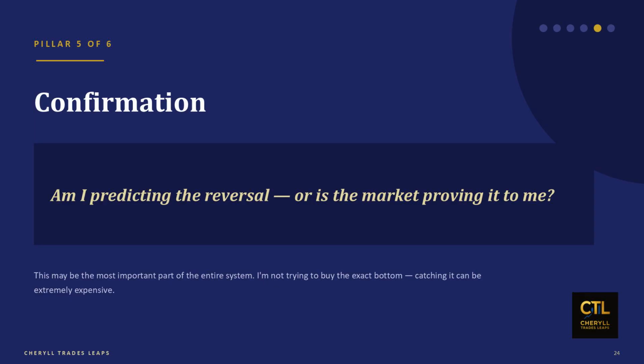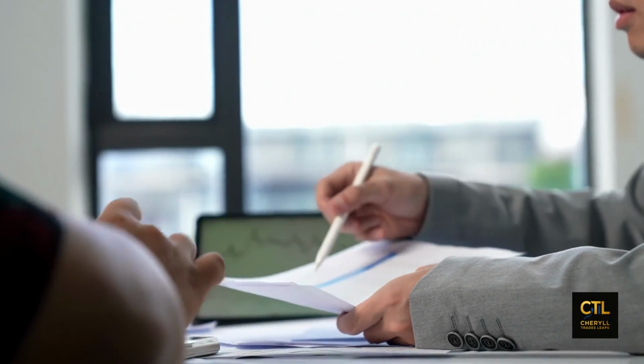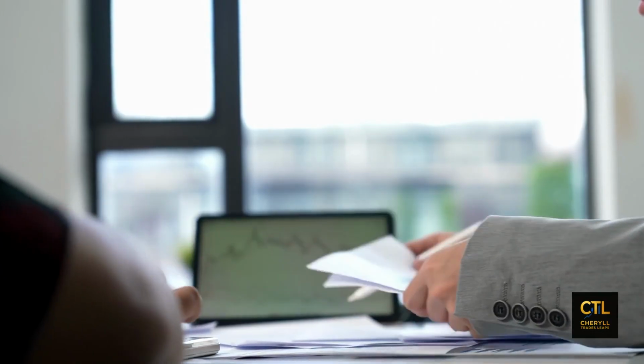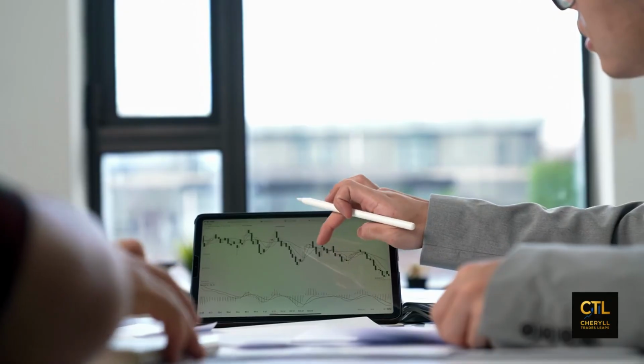Pillar 5, confirmation. This may be the most important part of the entire system. Signals I look for before acting. Maybe the stock reaches support and forms a higher low. Maybe it loses support temporarily, then reclaims it. Maybe it breaks above resistance and successfully retests it. Maybe selling volume starts fading. Maybe momentum turns. Maybe the stock starts outperforming the broader market. I'm not trying to buy the exact bottom. In fact, trying to catch the exact bottom can be extremely expensive. I'd rather buy slightly higher after the probability improves.